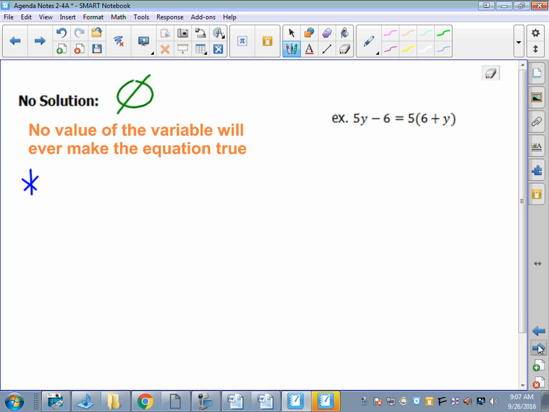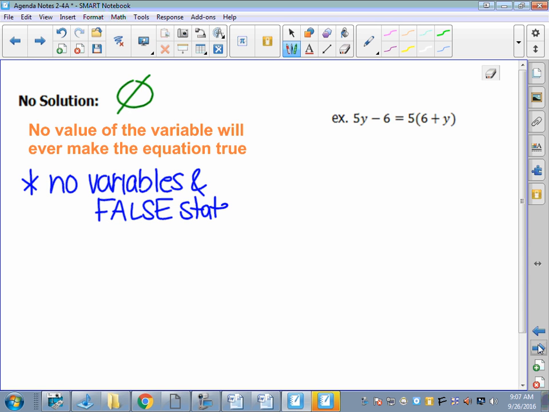Here's what it looks like in the equation. There are no variables, and you have a false statement. So this example that I have over here on the right, let's do this so you know exactly what it looks like. So I've got 5y minus 6 equals 5 in a parenthesis, 6 plus y.